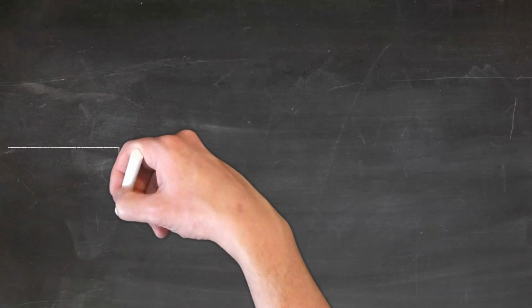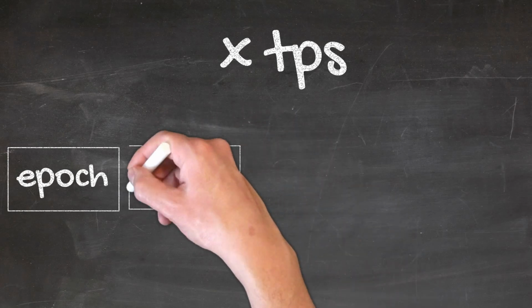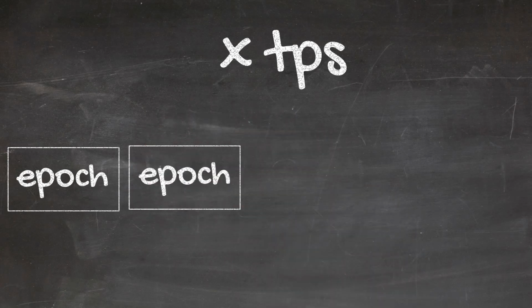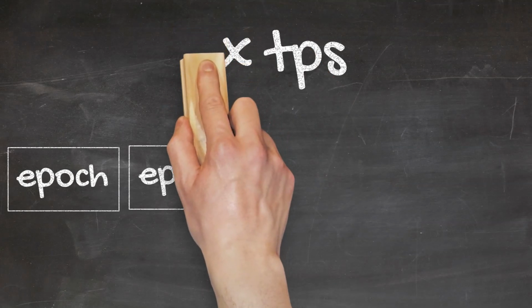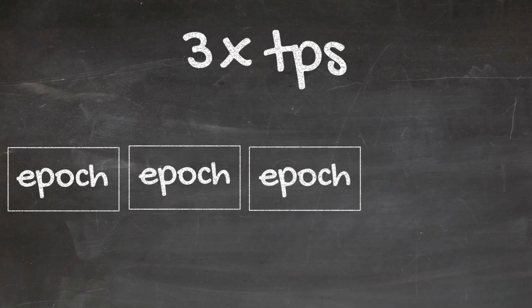Cardano is designed in a way that it can run multiple epochs in parallel. If you're assuming the single thread performance is X transactions per second, and you run another epoch in parallel, the performance is now twice that of the original amount of transactions per second. If you run another epoch in parallel, the performance then becomes 3 times that of the original amount of transactions per second, and so on and so forth.